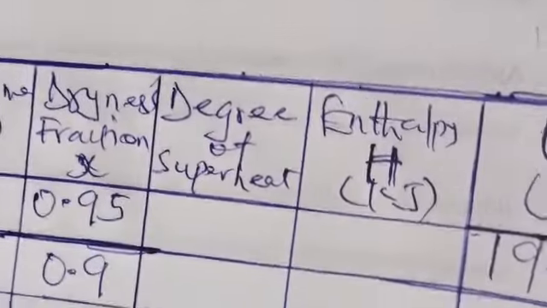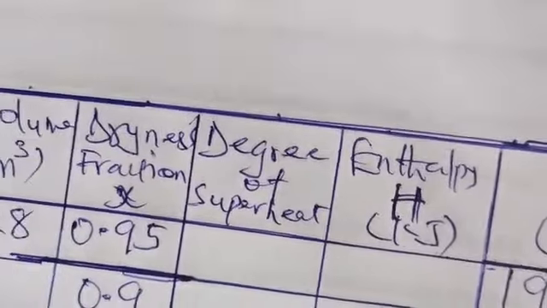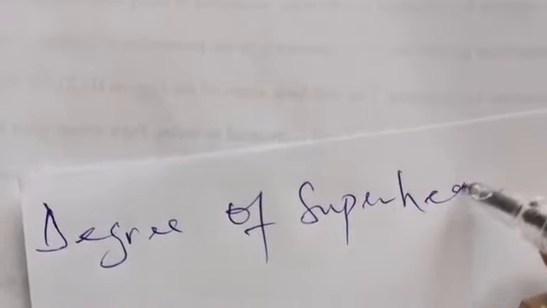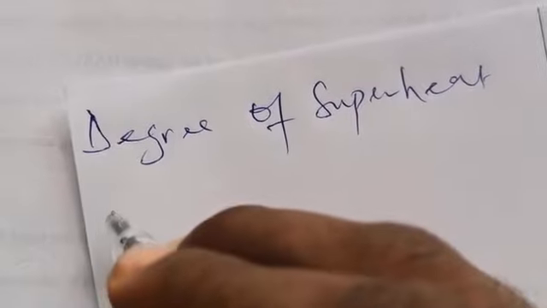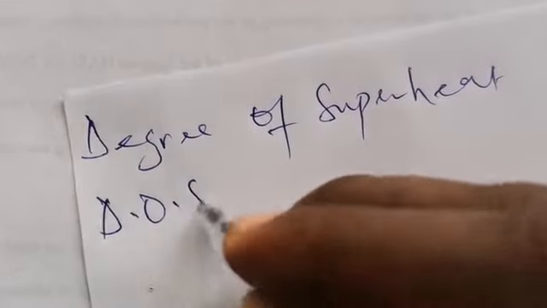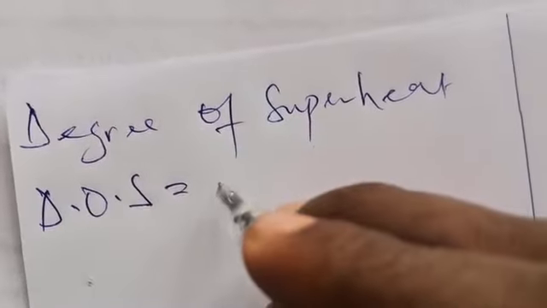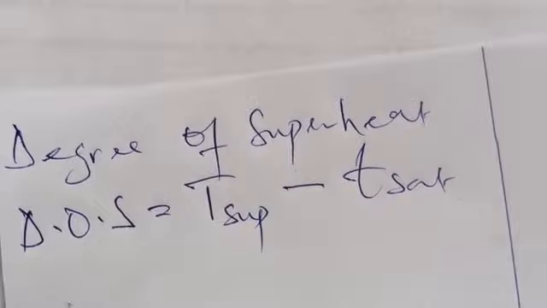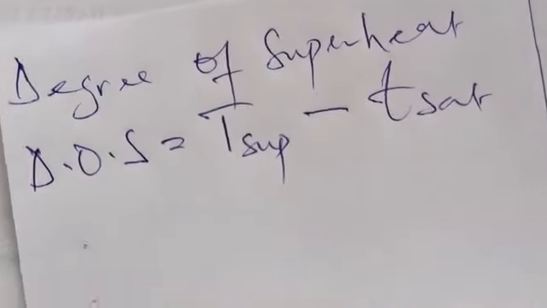0.28. Next is to find the degree of superheat. The degree of superheat, DOS, is simply given as the superheated temperature minus the saturation temperature. We already know the saturation temperature at the given pressure.